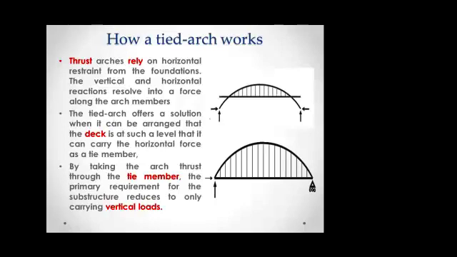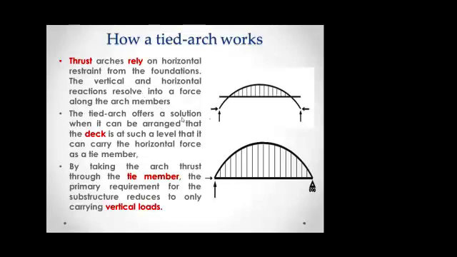And how does this tied arch bridge work? So we know the concept of the arch. I told you the force will be acting on the arch, that is the arch rib. It converts the forces into thrust and then transfers them to the ground. So here, how will these forces be transferred from the deck slab, where all the moving vehicles move, to the ground or the foundation? The thrust arch relies on the horizontal restraint from the foundation. The vertical and horizontal reactions resolve along the arch member.